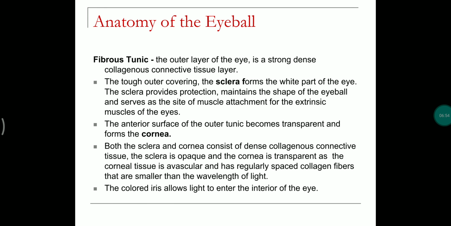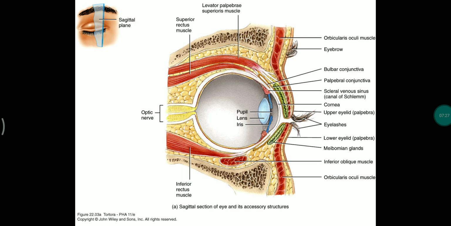The anatomy of the eyeball has two layers: the fibrous tunic and the vascular tunic. The fibrous tunic is the outermost dense collagenous connective tissue layer, which forms the sclera, the white part of the eye. The anterior surface of the sclera is transparent and becomes the cornea. Both consist of dense collagenous connective tissue, and inside there is a colored layer called the iris, which allows light into the interior of the eye. Here we can see the white part is called the sclera.